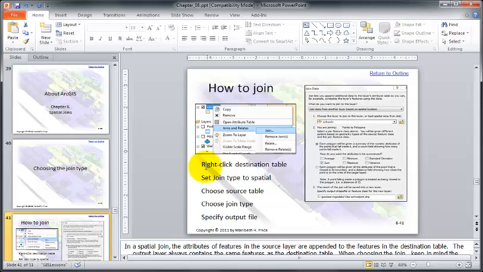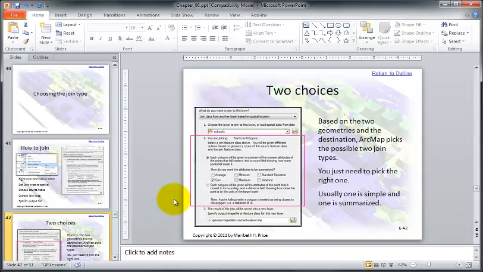How to join. We right-click the destination table, set the join type to Spatial, choose the source table, choose the join type, and then specify the output file. In this case, this was right-clicked, joins and relates, join, and then we have the join data. And we choose based on location or attributes and set the information. There are two choices. Based on the two geometries in the destination, ArcMap picks the possible two join types. You just need to pick the correct one, and usually it's easy once you see the choices that you are provided.